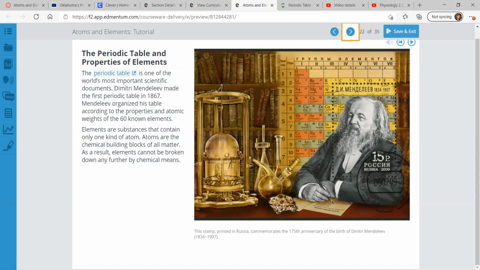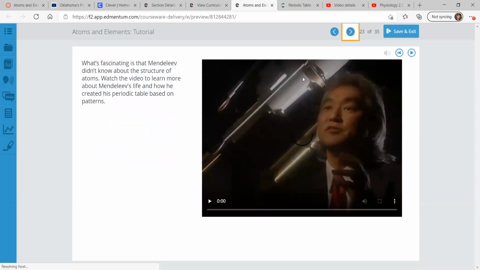Now, it wasn't complete, but he organized his table according to the properties and atomic weights of the 60 known elements at that time. Elements are substances that contain only one kind of atom. Atoms are the chemical building blocks of all matter. As a result, elements cannot be broken down any further by chemical means. What's fascinating is that Mendeleev didn't know about the structure of atoms. Watch the video to learn more about Mendeleev's life and how he created his periodic table based on patterns.